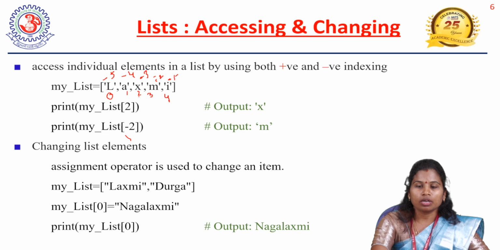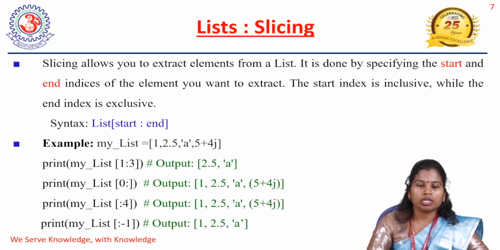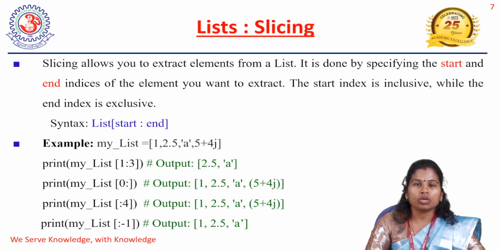Now coming to the list slicing operation. Here slicing allows us to extract elements from a list, and this is done by specifying the start and end value of the elements which you want to extract. Here the start index is inclusive, but the end index is exclusive. That means the end value we won't consider here. Now coming to the syntax: list, square bracket open, start, colon, end, and close square bracket.